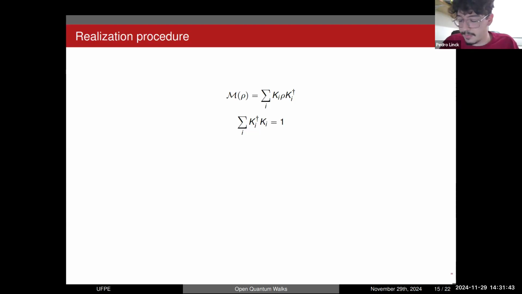Okay, and now we are going to enter the realization procedure. That means, how can we really do this? Given a quantum computer, how can we implement an open quantum walk?